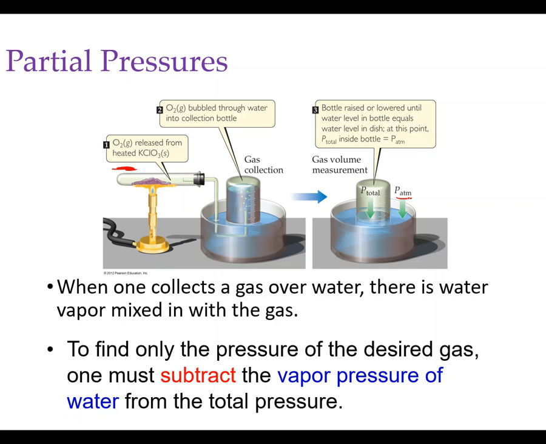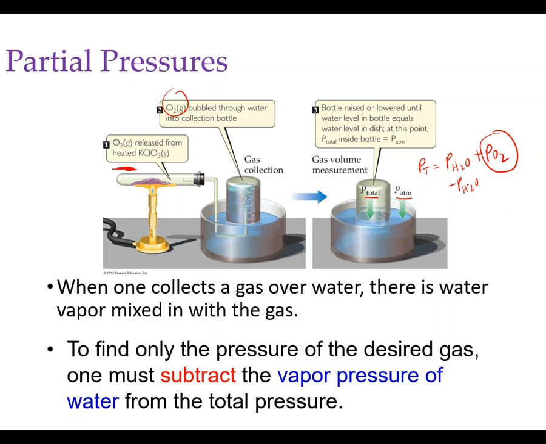So in terms of the pressure, P total here, this is going to be the partial pressure of the water vapor still in there, and also the partial pressure of our oxygen gas. In this particular case, we're collecting oxygen gas. You could be collecting hydrogen gas. It depends on the reaction though. So here, if I wanted to know the partial pressure of just the gas that was coming out of the reaction, I would have to subtract out the partial pressure of the water.